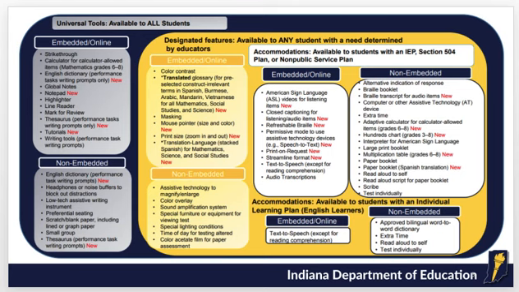This is the ILEARN Accessibility Framework. The framework emphasizes that different populations of students may be provided additional accessibility features and accommodations based on their individual needs. You can access and print this document from the Indiana Department of Education's ILEARN website.